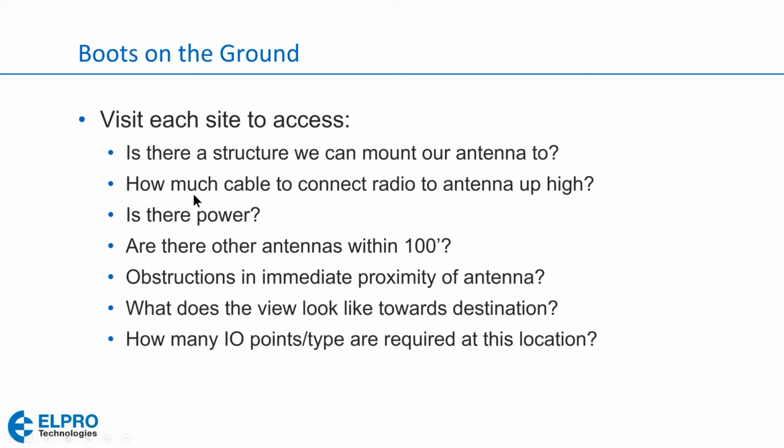Then we have to figure how much coaxial cable we need to allow the radio to be mounted at ground level so that we can easily plug into it and access it and view the LEDs on board, to the antenna, which has to be mounted up high. Do we need 50 feet of cable, 100 feet of cable? What is the horizontal and vertical runs of coax needed?